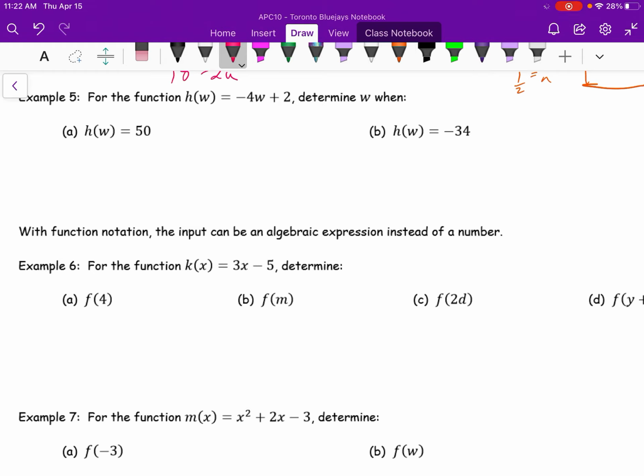For the function h of w is equal to negative 4w plus 2, determine w, right? So we need to determine w. So I have h, I'm going to write h of w is equal to negative 4w plus 2. What I see is the value of my function is 50. So I'm going to substitute h of w as 50. So 50 is equal to negative 4w plus 2.